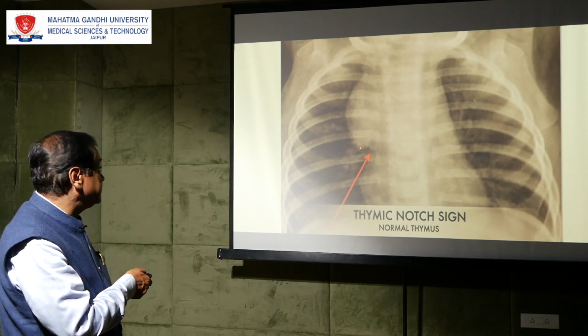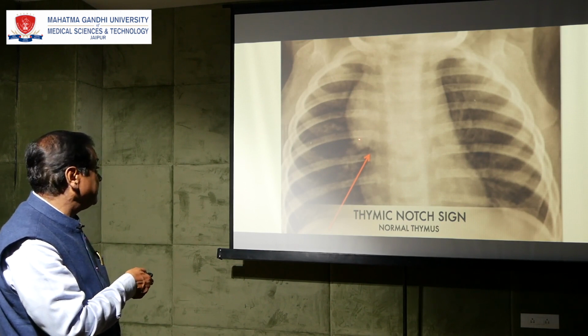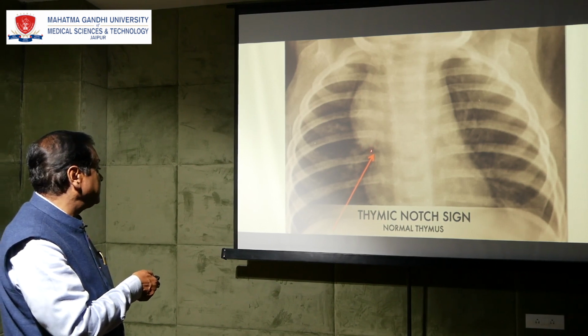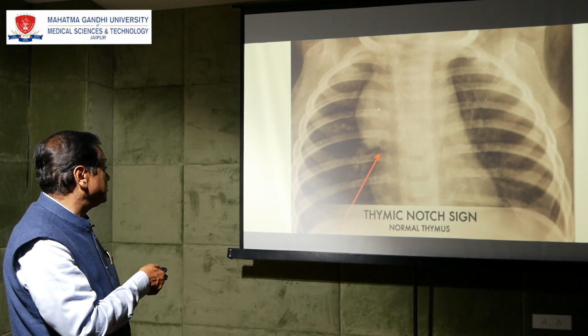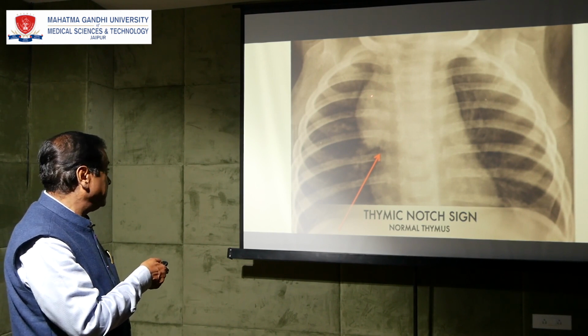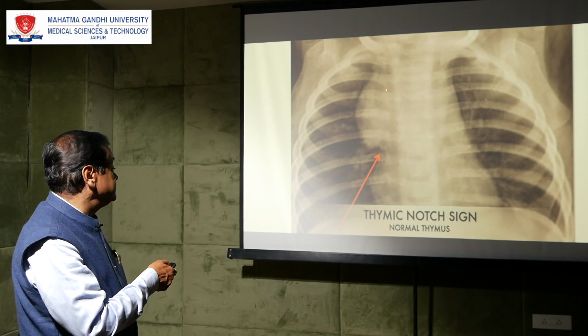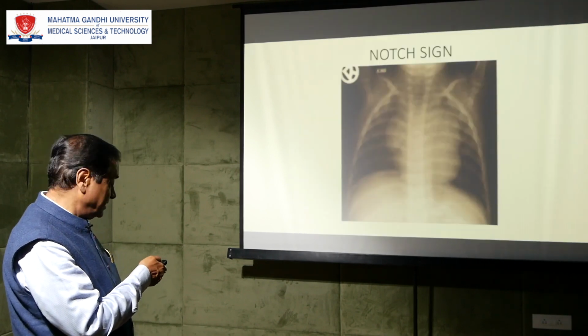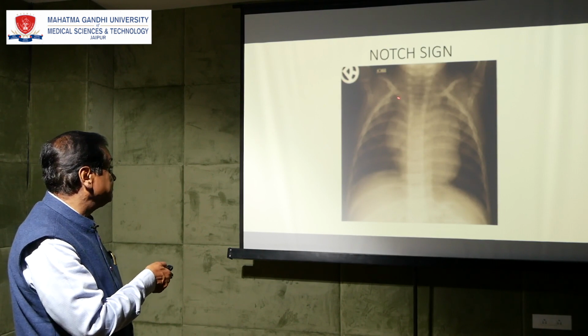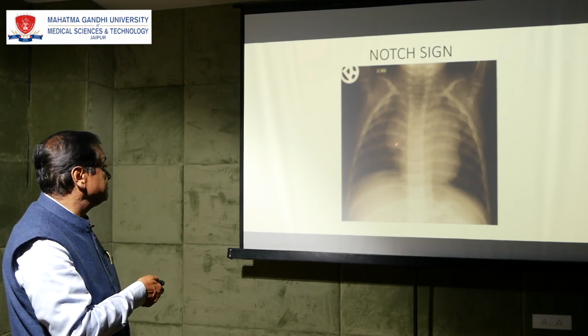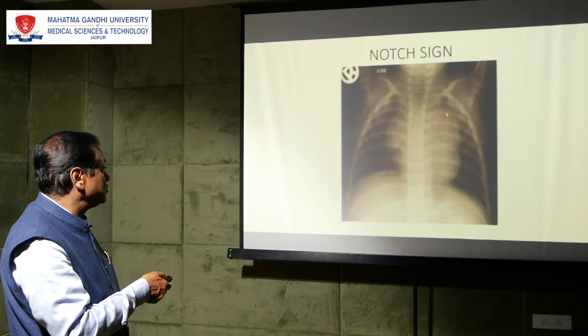Another sign we see: this is the thymus shadow, here this is the cardiac border, and with this cardiac border this is the thymic notch sign. This is also seen on the right side. This is also a very common variety which we can see with the thymus. This can also be seen on both sides. The thymic notch sign can be seen with the thymus on both sides, the right side and the left side also.